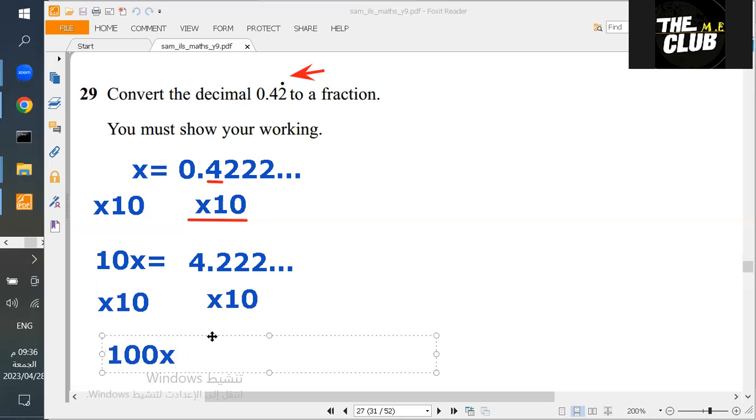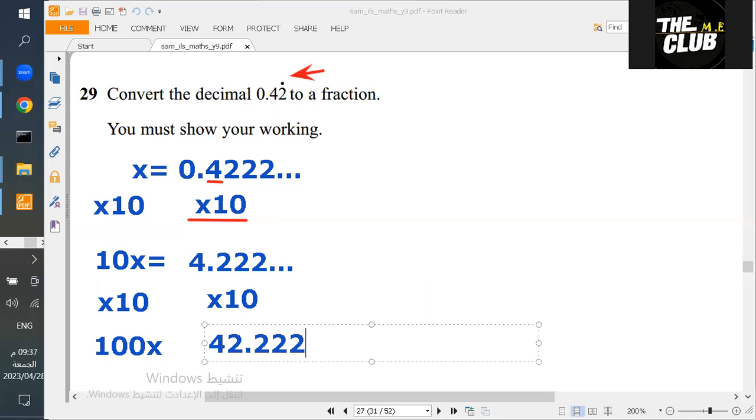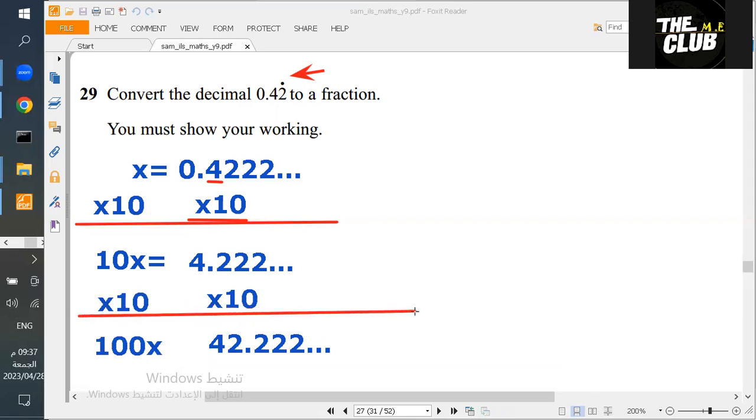Now, focus on this, okay? And then 4.2222 times 10 gives 42.222. Good. This step is nice. I multiplied here by 10 and got this, then multiplied here by 10 and got this. Don't forget the equal sign.